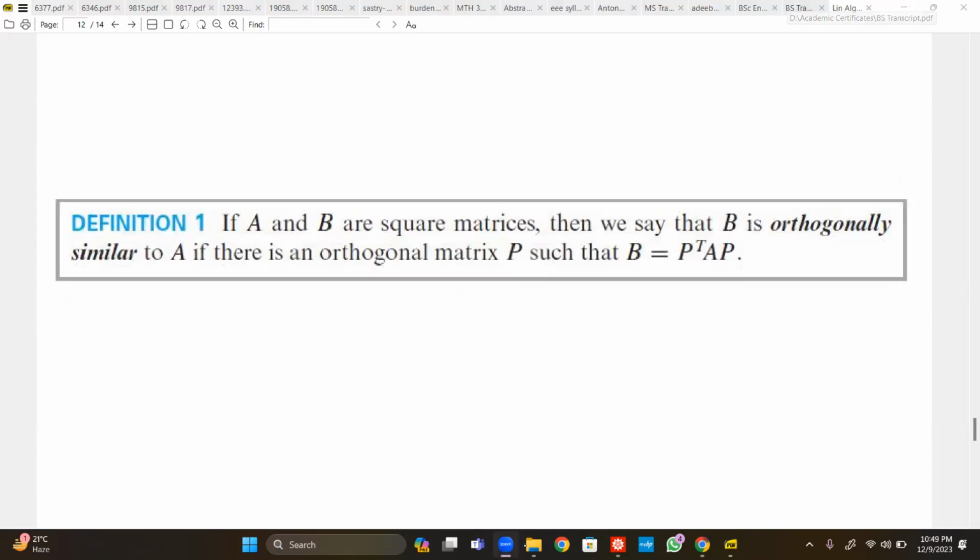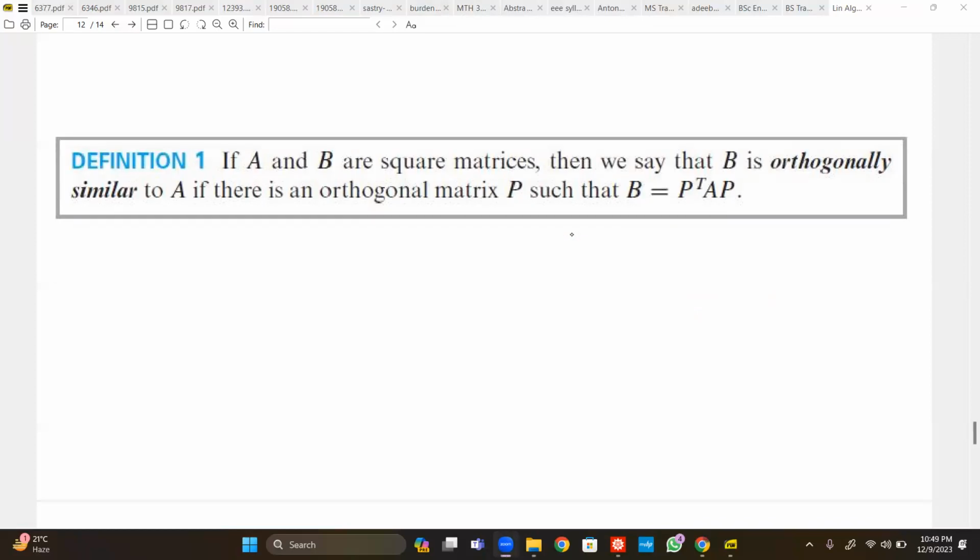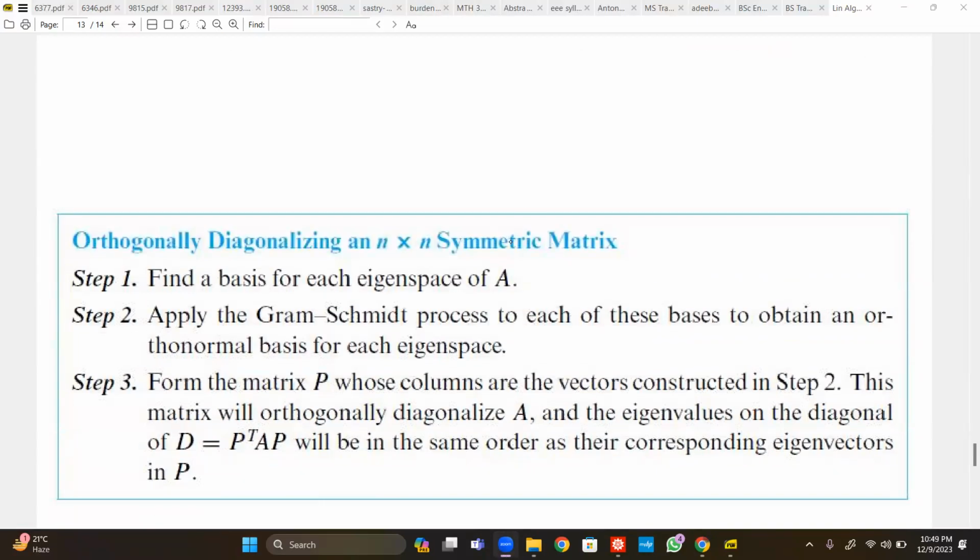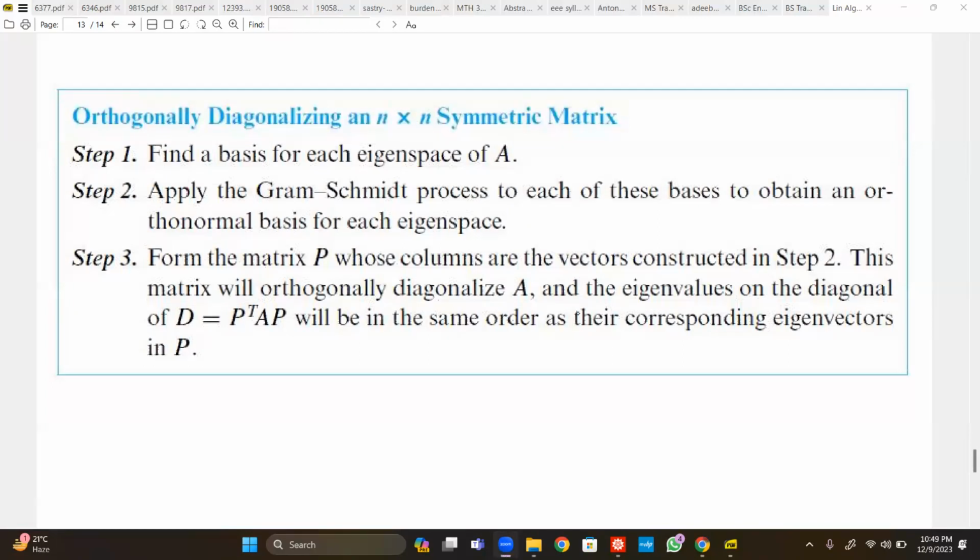Now, in case of similar matrices, the relation was B equals P inverse AP. But if that P matrix is orthogonal, then writing P inverse or P transpose won't matter much. So if you can find an orthogonal matrix P so that B is related to A like this, then A and B are not only similar matrices. Because of the speciality of P, we call them orthogonally similar. Just one adjective more than the previous idea. And the process of orthogonal diagonalization is almost pretty similar to the previous one as well.